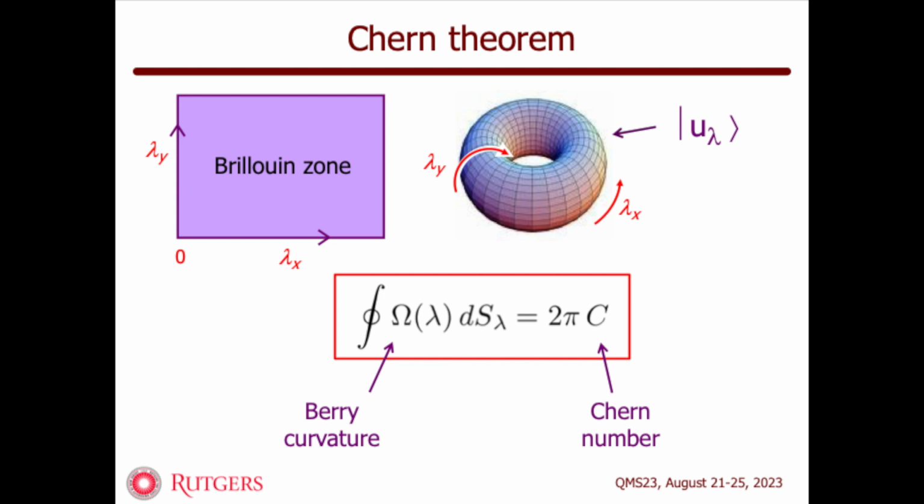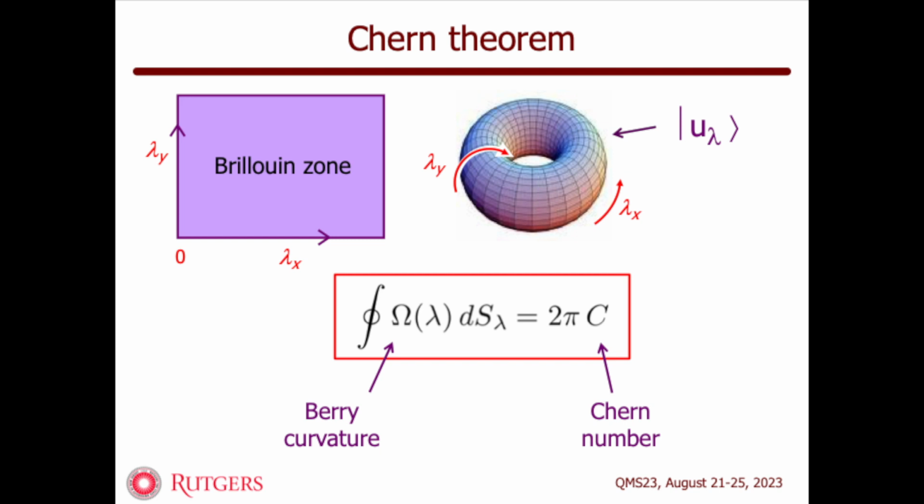If I have a two-dimensional insulator, the Brillouin zone is labeled by kx and ky, which go from 0 to 2 pi over a, and 0 to 2 pi over b. I can regard that as a 2-torus. And so if I integrate the Berry curvature over this 2-torus, that's an example of a closed manifold. And I'm guaranteed that the integral of the Berry curvature has to be 2 pi times a Chern number.